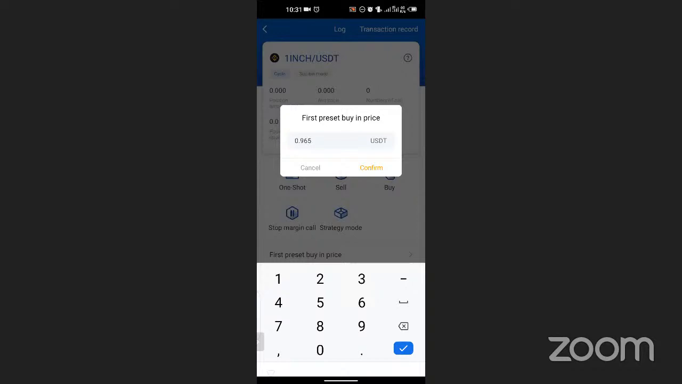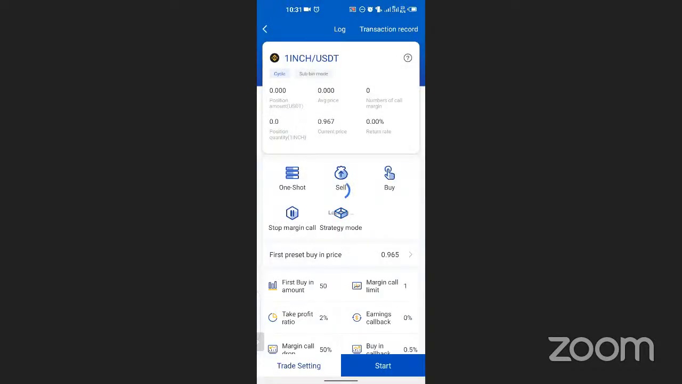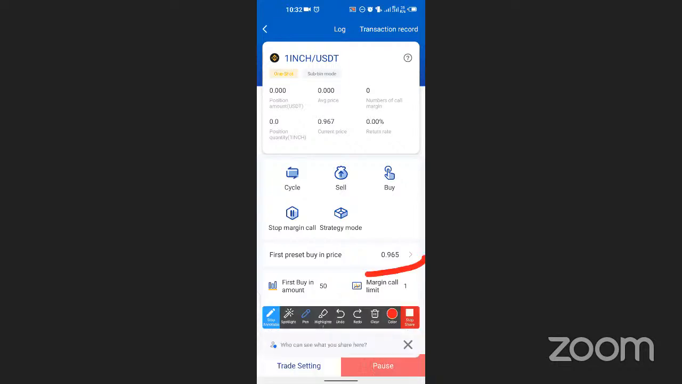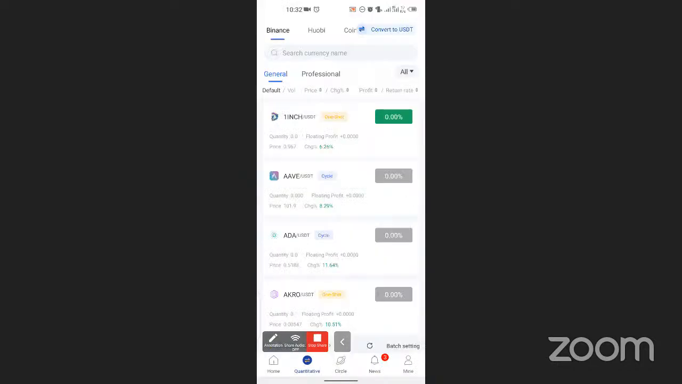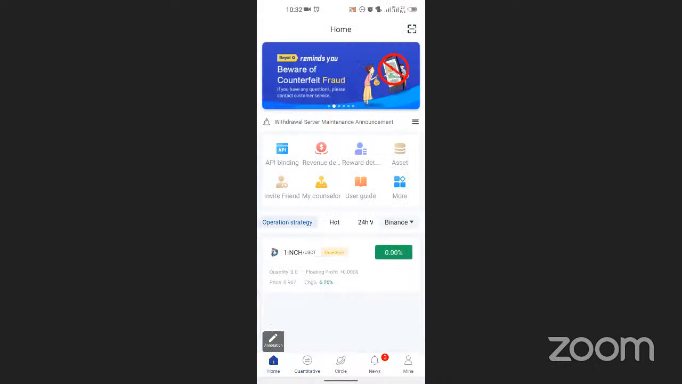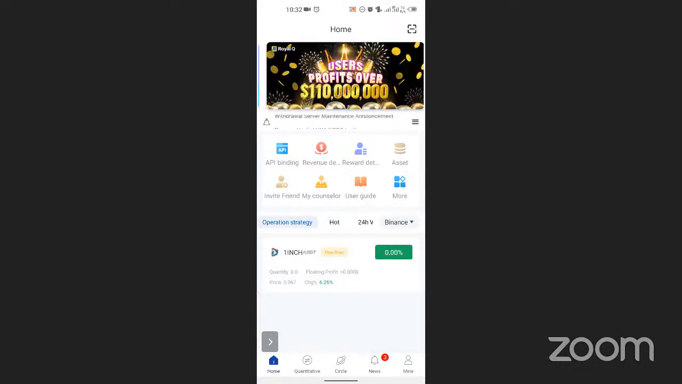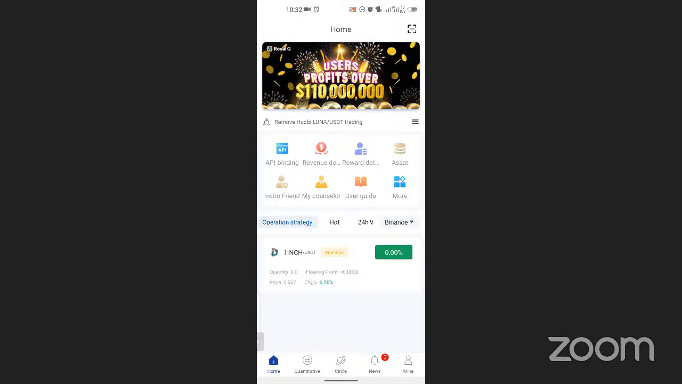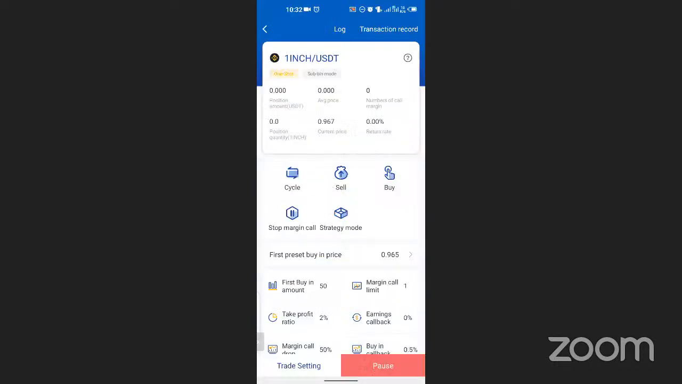Then you start this trade. Then you tap on one shot. I'm showing you what maybe you could be doing. Now the robot will wait because you are putting a preset price. We'll wait for this price to hit here and it will enter the market. It will be in green and it will wait for that preset price. You have set the preset price because it's the entry price, and the robot will wait until it gets to 0.965 and it will start this trade.